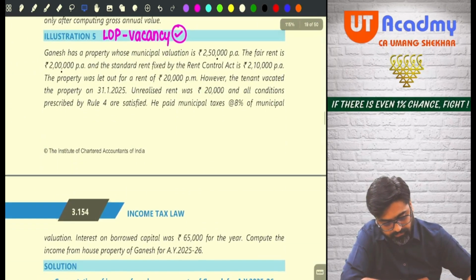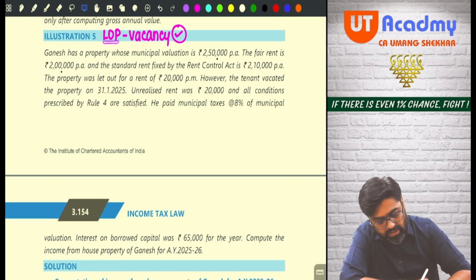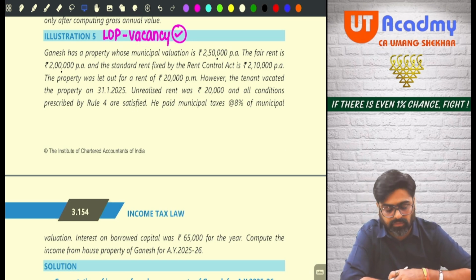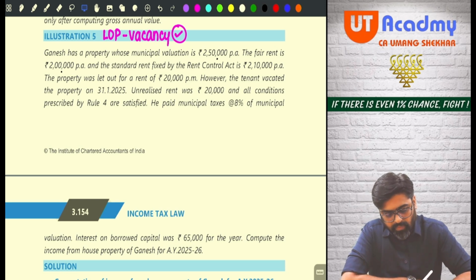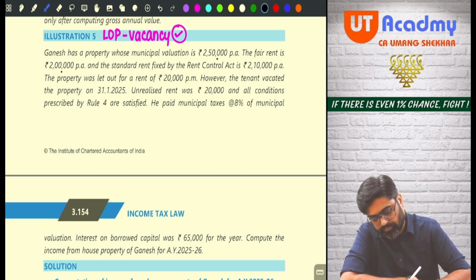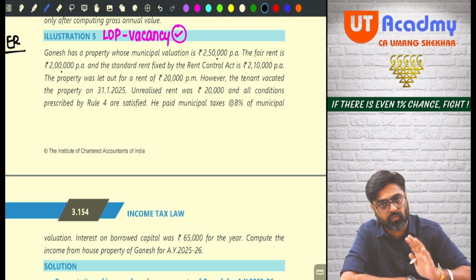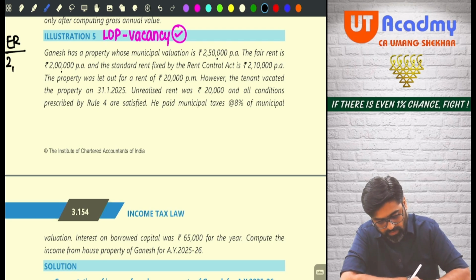Question number 5. Now this is a case where property is let out, but there is vacancy also. Okay? Ganesh has a property whose municipal valuation is 2,50,000 per annum, fair rent is 2 lakh, standard rent is 2,10,000. So can I say expected rent here will be 250 or 2 lakh, whichever is higher, 2,50,000, 250 or 2,10,000, whichever is lower, this will be 2,10,000 expected rent.